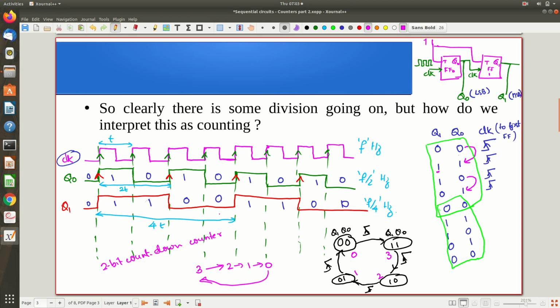Okay, how many different states has it gone through? 4 different states. Accordingly we can say its modulus is 4. Okay, so another name for it is modulo 4 countdown counter. Okay. So all those terminology, hope it is very clear to you.